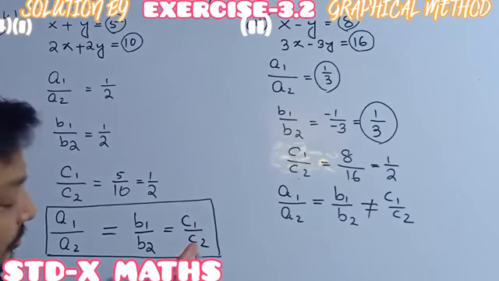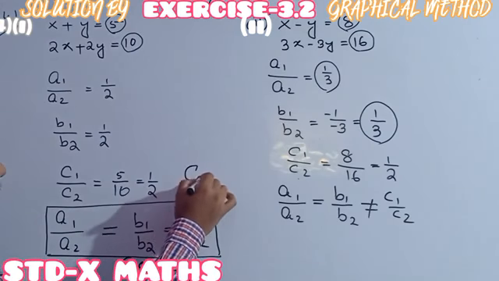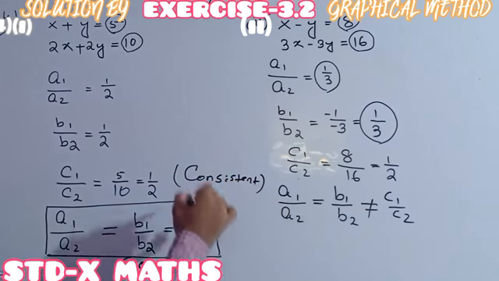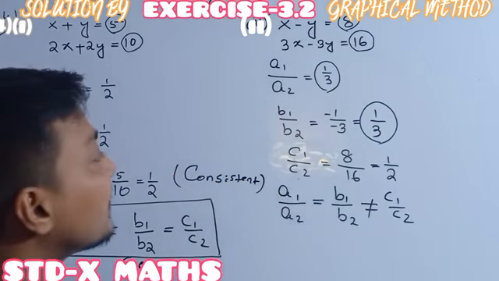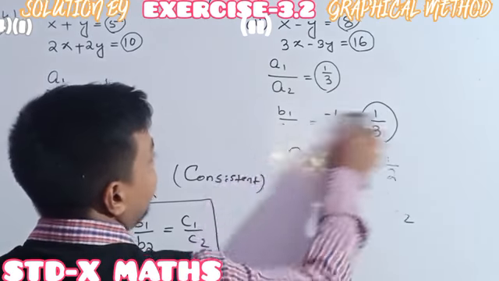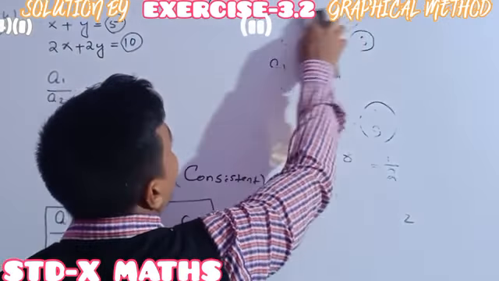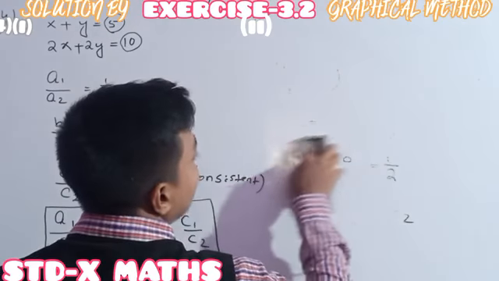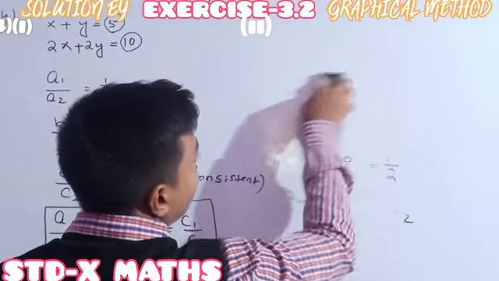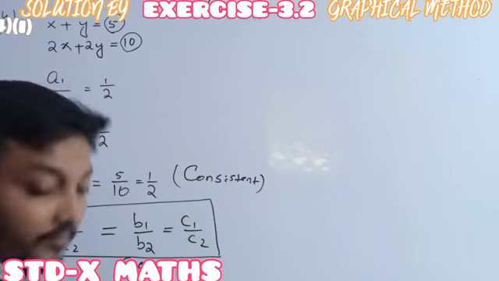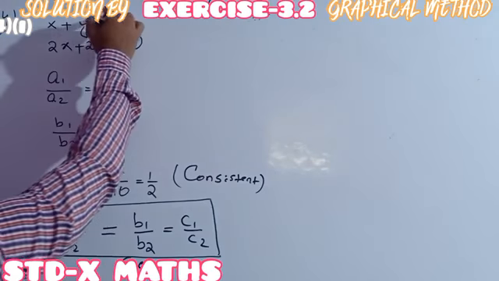So for which this is called consistent. What is it called? Consistent. As this is consistent, we will do its graphical representation so that we can find its solution. See how to draw the graphical representation of this one.